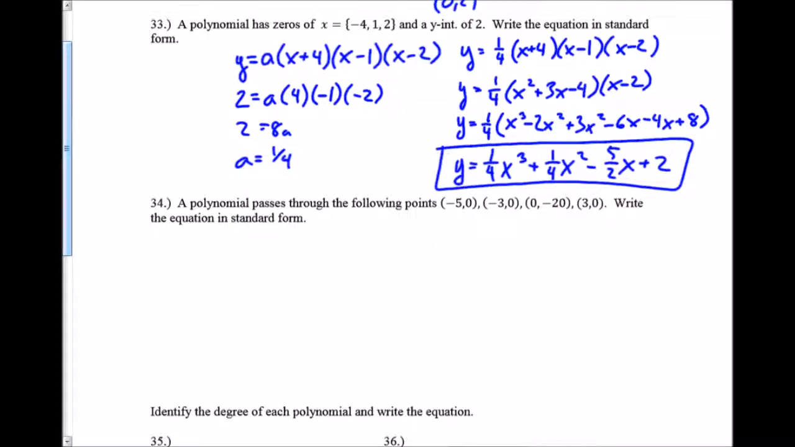The next one is essentially the same thing, except instead of giving this to you as zeros, I gave it to you as ordered pairs, which means you still have these factors, the x plus 5, the x plus 3, and then the other one is the x minus 3. And then from here, I'm giving you a y-intercept. Right here, this is my y-intercept, so I plug the negative 20 in for y. I plug the 0 in for x.